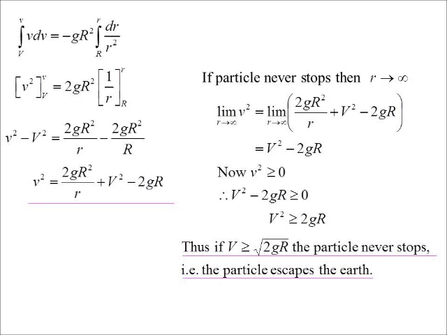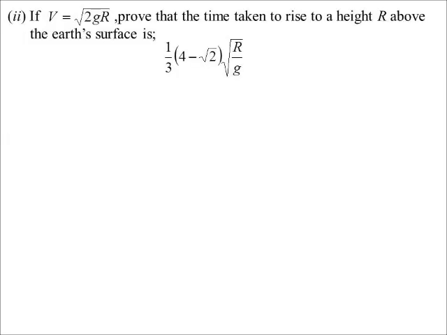So in order for the particle to never stop, that velocity has to be greater than or equal to the square root of 2GR. Let us assume now that we are going to send it off with that escape velocity of root 2GR. Anything bigger will as well, but that'll be the smallest velocity it could be. We're going to work out the time it takes to rise to a height of capital R above the Earth's surface. So the Earth's surface was at capital R.